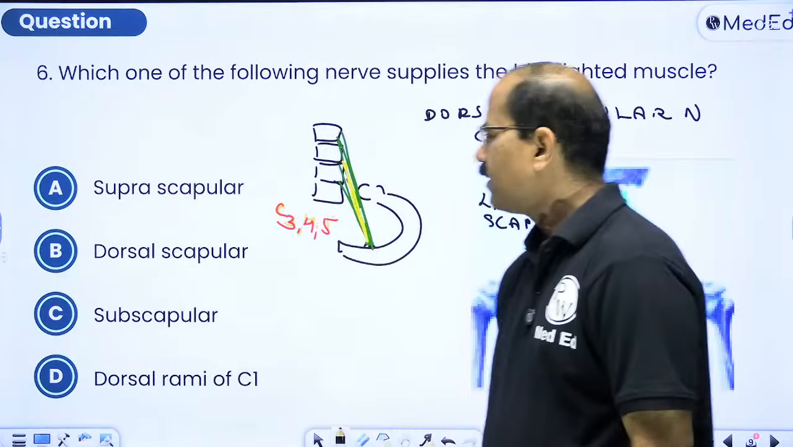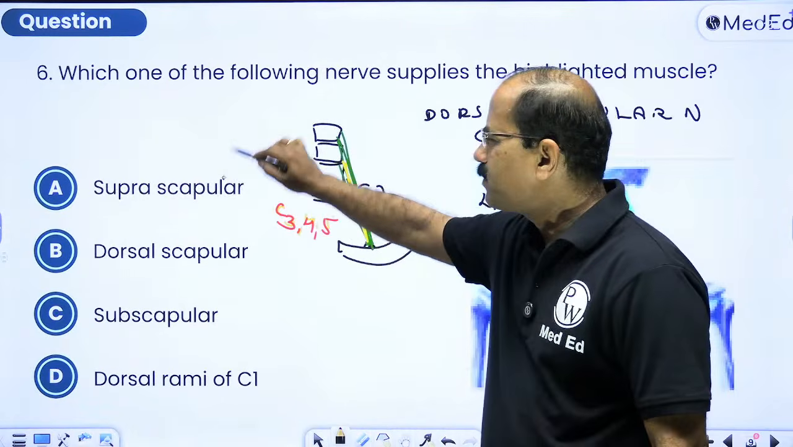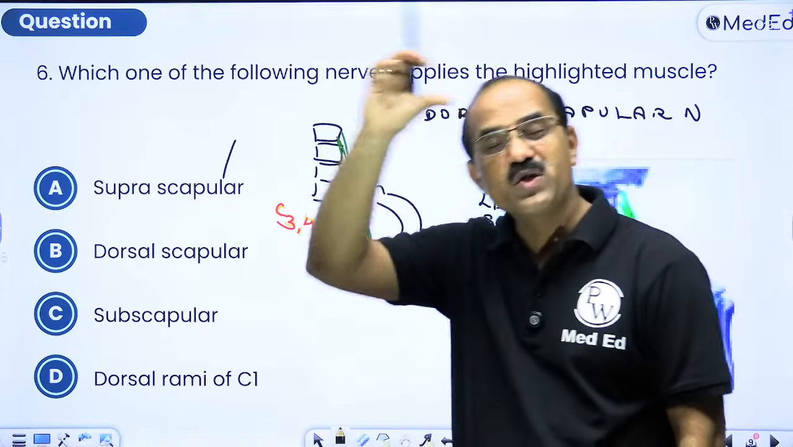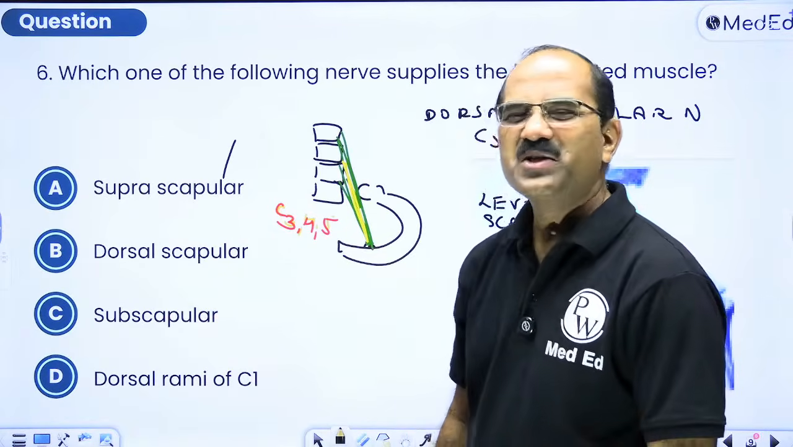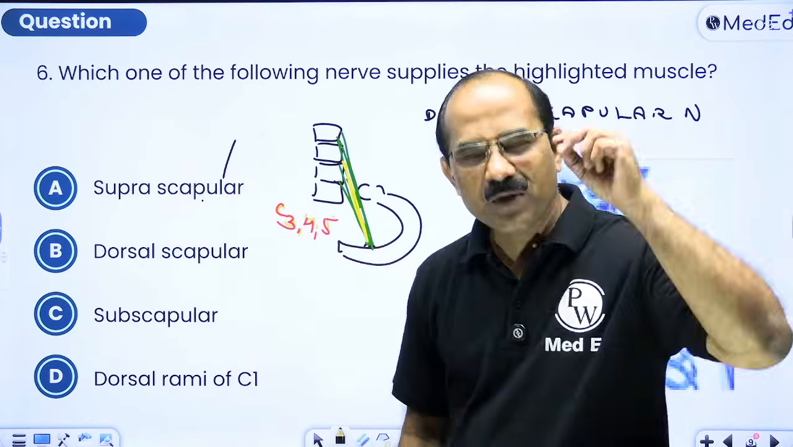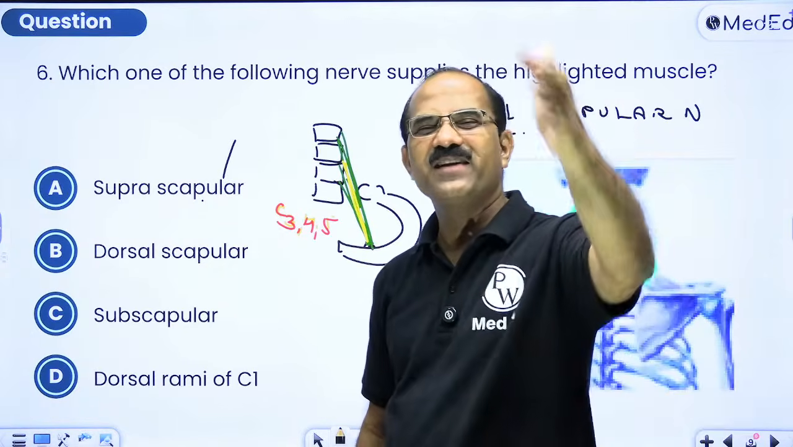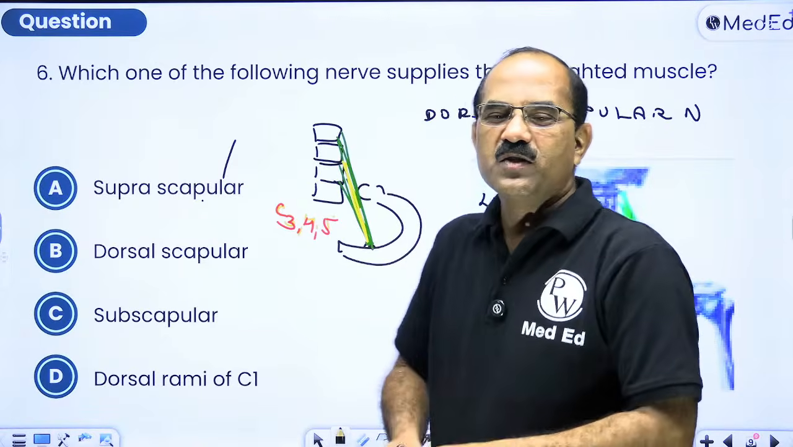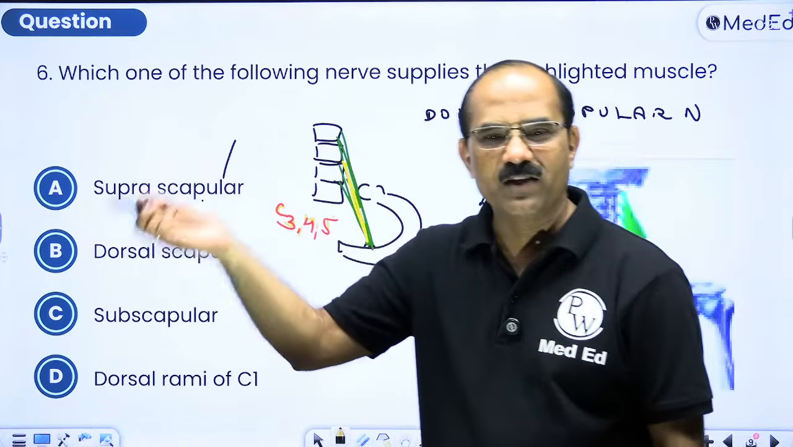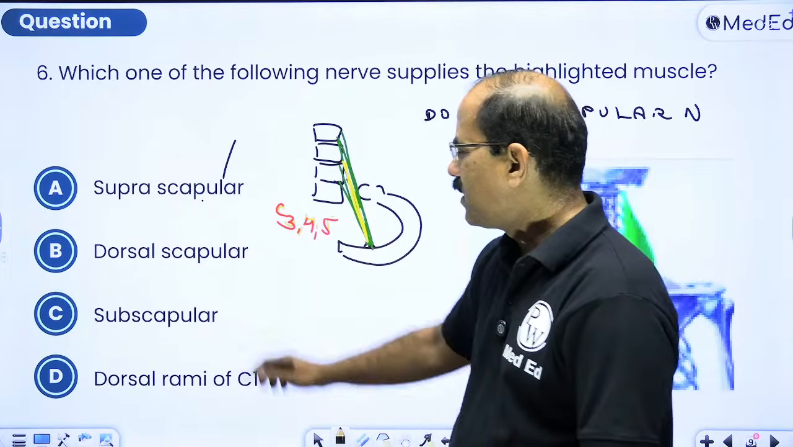Perfect. Let's go. Suprascapular nerve arises from the upper trunk of the brachial plexus. Do you remember where the suprascapular nerve arises from? Upper trunk of the brachial plexus. What does the suprascapular nerve supply? Supraspinatus, infraspinatus. So the suprascapular nerve supplies the supraspinatus and infraspinatus.